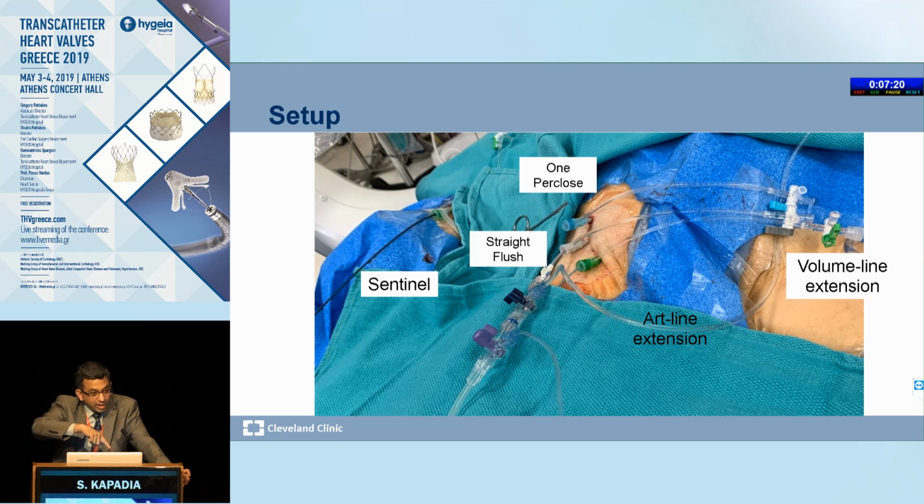The sentinel device is placed from the wrist. We use a straight flush catheter, and I'll show you why. 1 Perclose. Straight flush is to inject dye into the root, and a pacemaker device. And then we connect the pacemaker to the volume line for the anesthesiologist, in case he wants to give large volume for whatever reason, patient is bleeding. And an art line extension in case they want to document their blood pressure. They have an extension from the art line from the same catheter that we put in the aortic root.